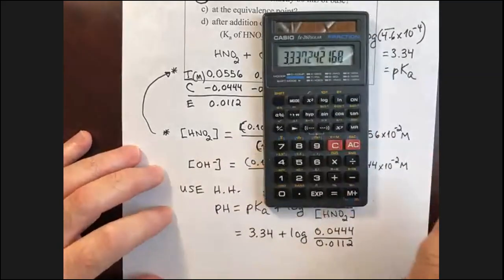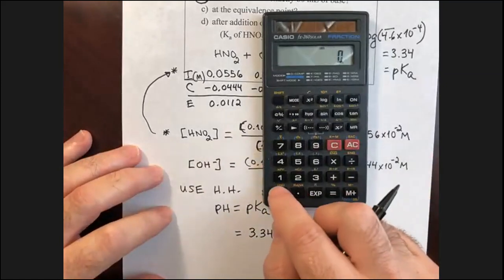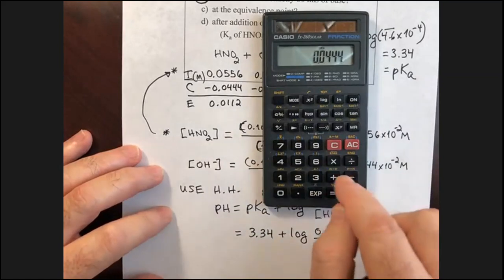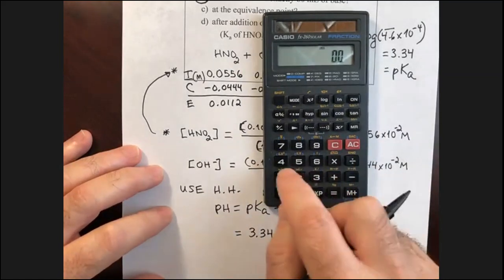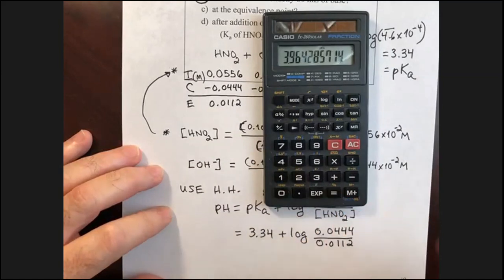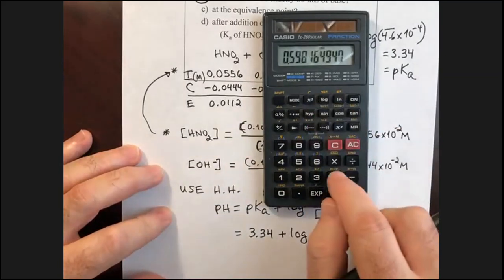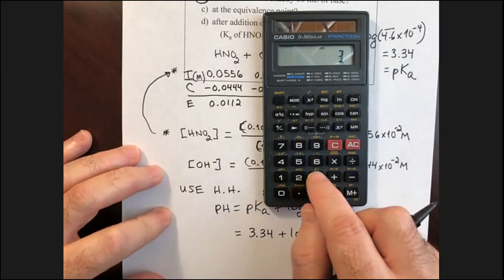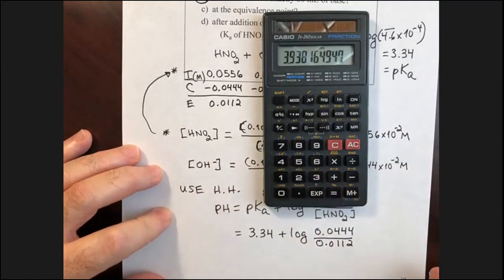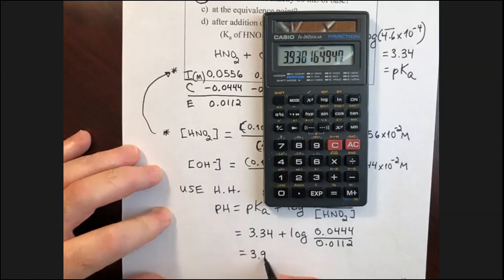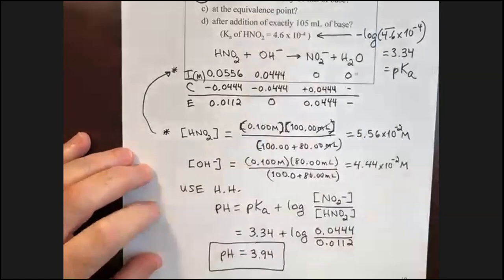So if you want to do that, let's say we're going to have 0.0444 divided by 0.0112. Yeah, bigger than 1. We're going to take the log of that. It gives us a positive number. And we're going to add it to our pK, 3.34. And that gives us 3.938, which we now have to round to 2 decimals. So it comes out to be 3.94. And that is the pH of the solution.